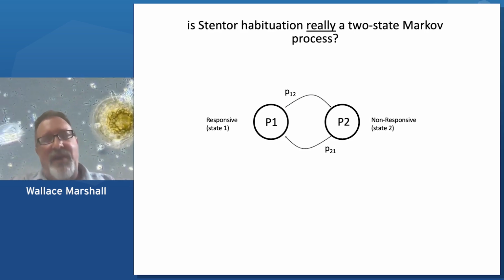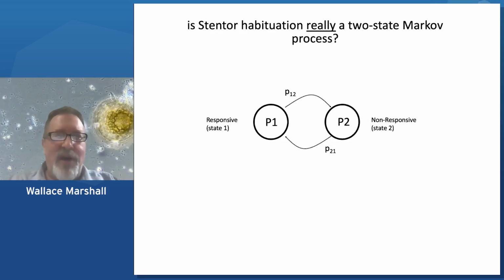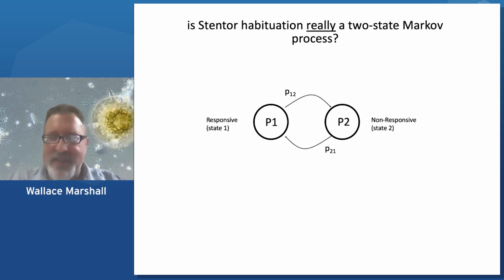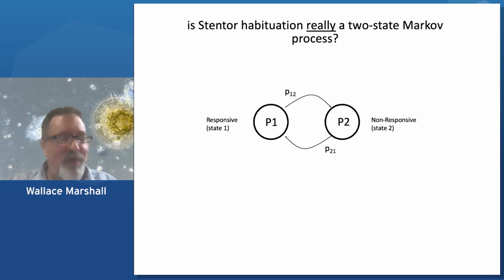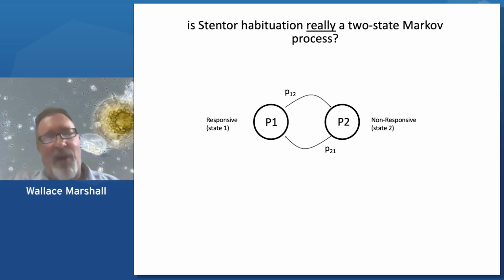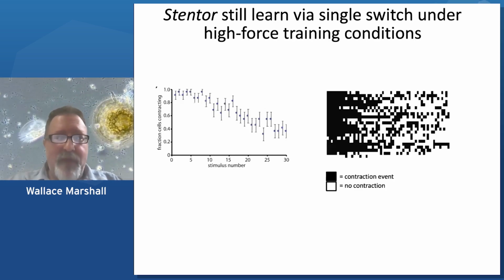So then the question is, okay, this works for the data that I already showed you. Is this really what's going on? Could it really be as simple as just these two states behaving in a nice, clean Markov process-like way? And as anyone who's done biology can probably guess, no, it's not going to be that simple. But I still think you should start with the simplest model and then try to see in what ways it fails.